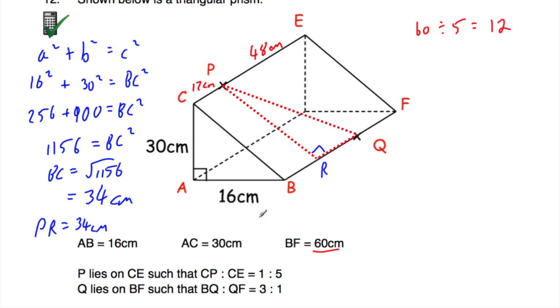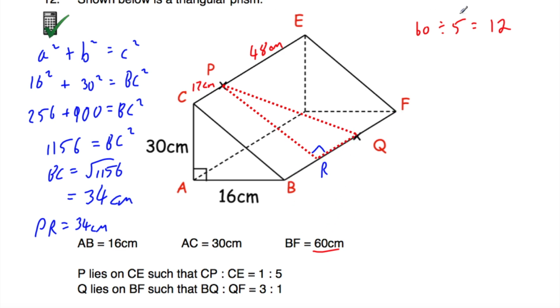So this time we're told that the point Q lies on the line BF such that BQ to QF is 3 to 1. So let's just highlight those again. BQ, that's 3 parts, and QF is 1 part. So that's 3 parts and that's 1 part. So we're going to share the 60 centimeters out in the ratio of 3 to 1.